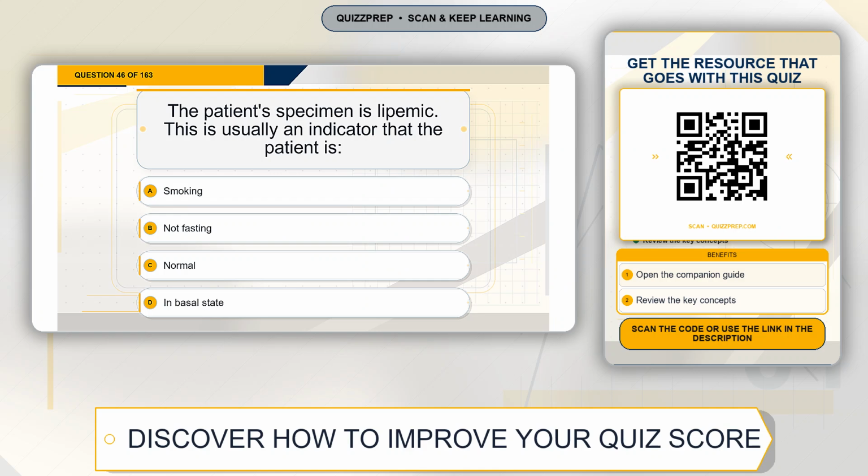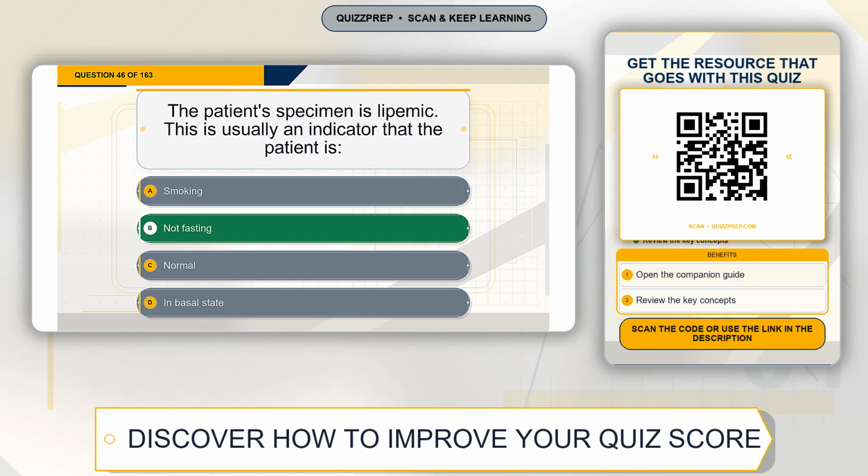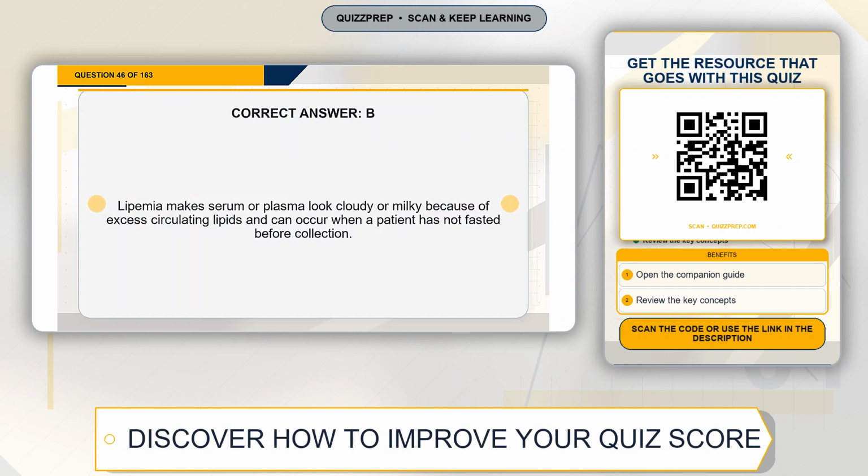Question 46. The patient's specimen is lipemic. This is usually an indicator that the patient is: Option A. Smoking. Option B. Not fasting. Option C. Normal. Option D. In basal state. The correct answer is option B. Not fasting. Explanation. Lipemia makes serum or plasma look cloudy or milky because of excess circulating lipids and can occur when a patient has not fasted before collection.